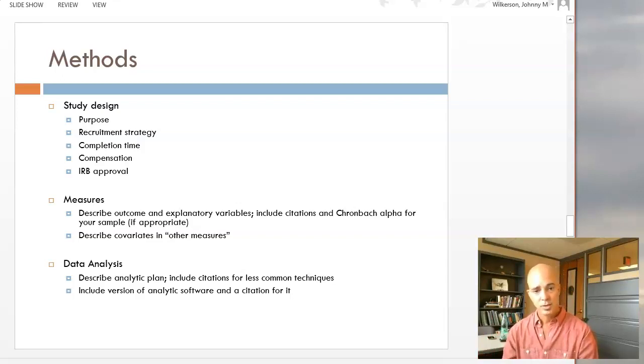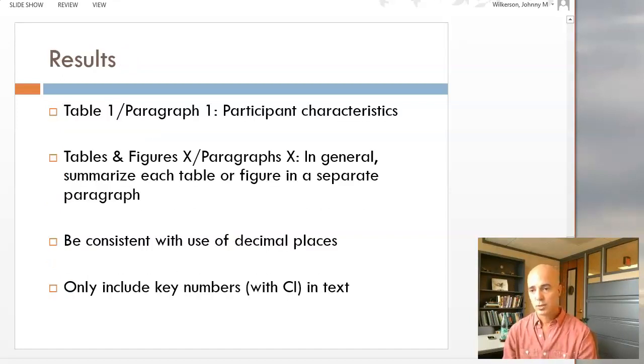The third section is data analysis, where you're going to describe your analytic plan, include any citations for less common techniques, as well as citations for the software that you're using. Next comes your results section. This is also incredibly formulaic. Table 1 of your results section is always your participant characteristics. So guess what your first paragraph is? Participant characteristics. After that, each paragraph is essentially describing any other subsequent tables. All right? So paragraph 2 aligns with table 2, paragraph 3 with table 3, etc.